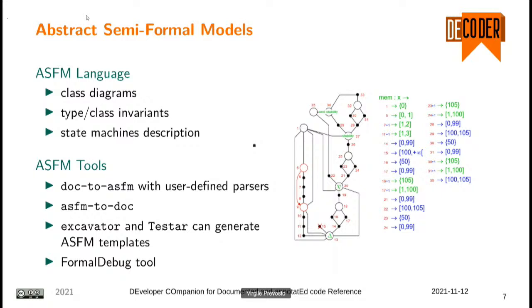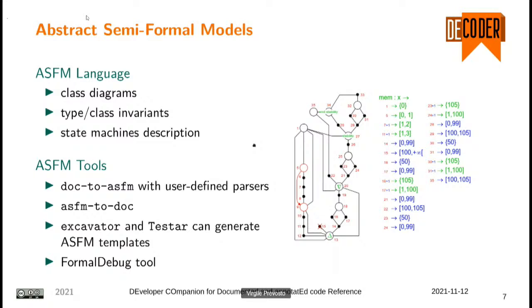Finally, the idea is that we probably won't be able to go directly from natural language to fully formal specifications or code generation. Instead, we might want to have something in between, which is called within Decoder the abstract semi-formal models, which can be thought of as some kind of UML-like language with diagrams, invariants, and state machine description. There are some tools, as I said, to extract ASFM from documentation with the help of the user and of the tools that are developed within Decoder, and the possibility to generate documentation from an ASFM diagram.